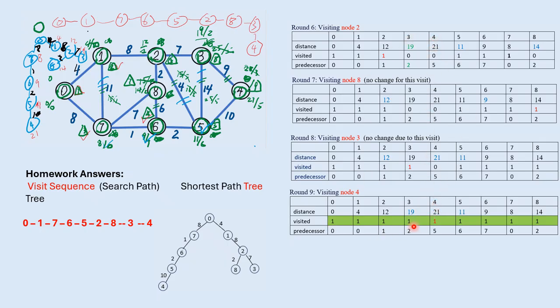It's very easy from here to extract the shortest path tree. So what do you do? You just go backwards. For example, 0 goes to 7. From 4, you say, okay, predecessor is 5, right? So 5, and then from 5, predecessor is 6, and so on, and you construct a tree. This table can easily construct a tree.